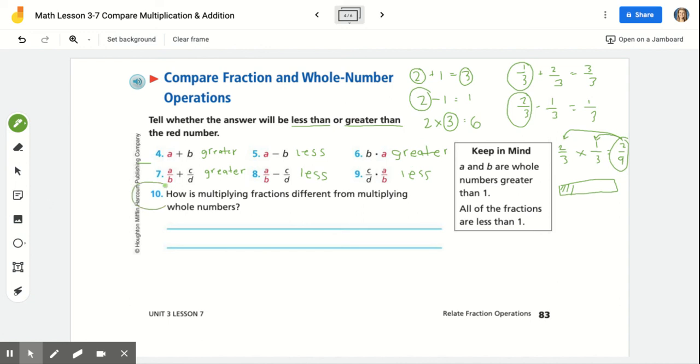I'm going to preview problem number 10 with you, and you're going to do some thinking about it, and then you'll come back to it. How is multiplying fractions different than multiplying whole numbers? Oh my goodness, I already said it. So we're boxing in, we're really zooming in on 6 and 9 here. How is multiplying fractions different than multiplying whole numbers? You should be seeing it, and hopefully you're following along really closely.